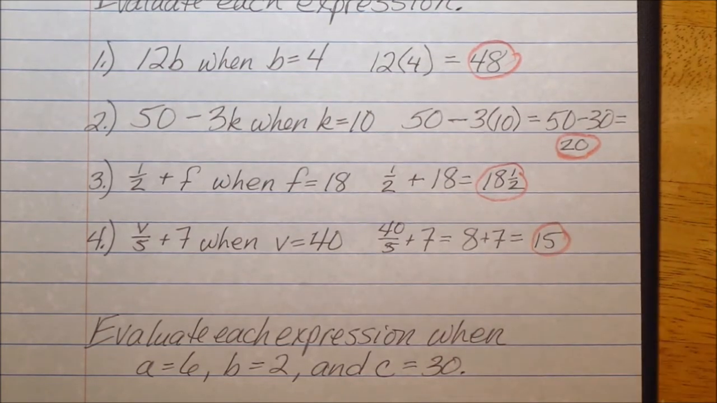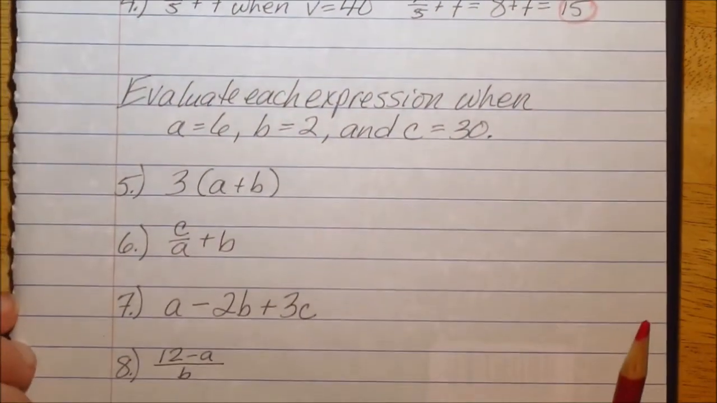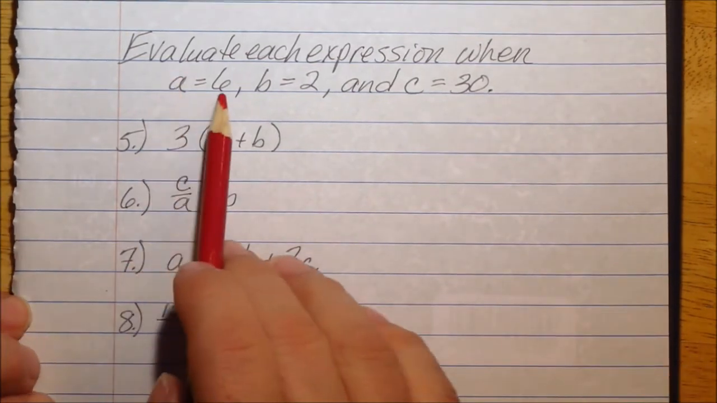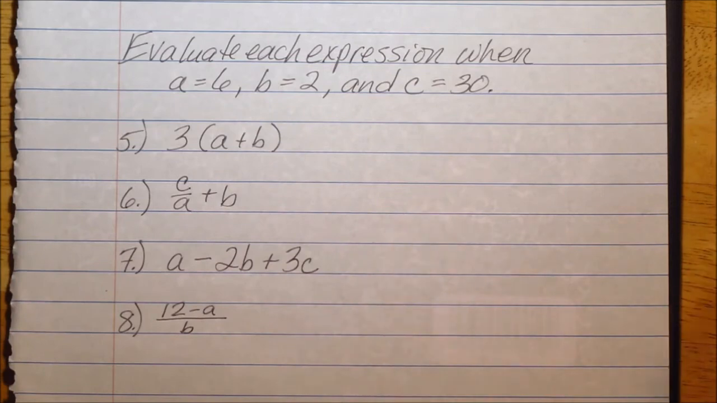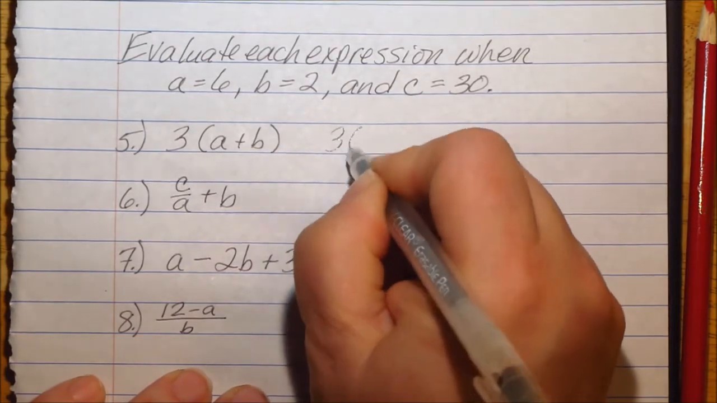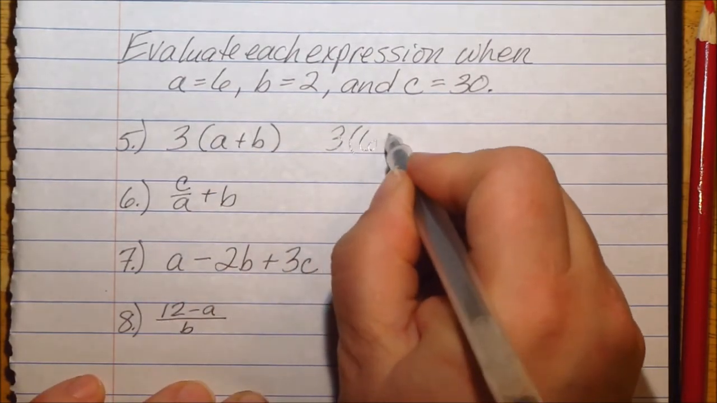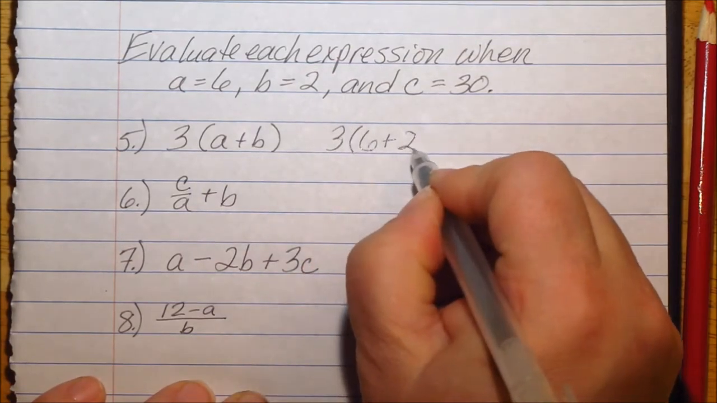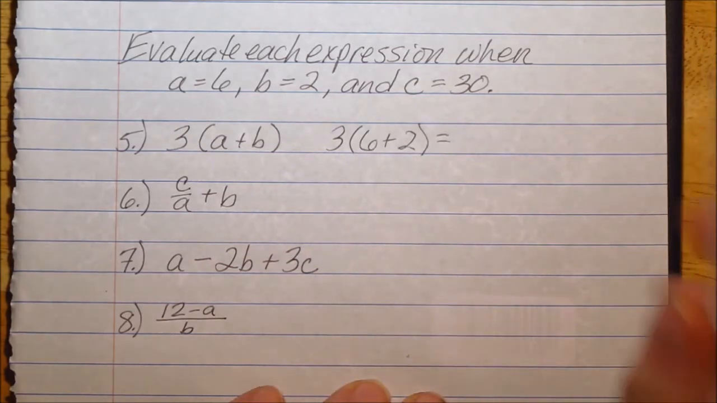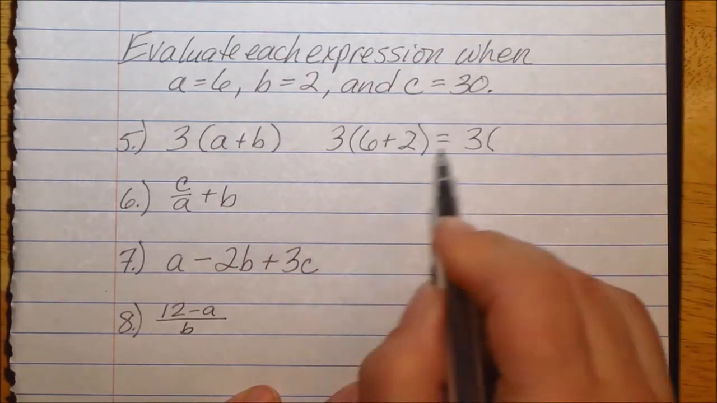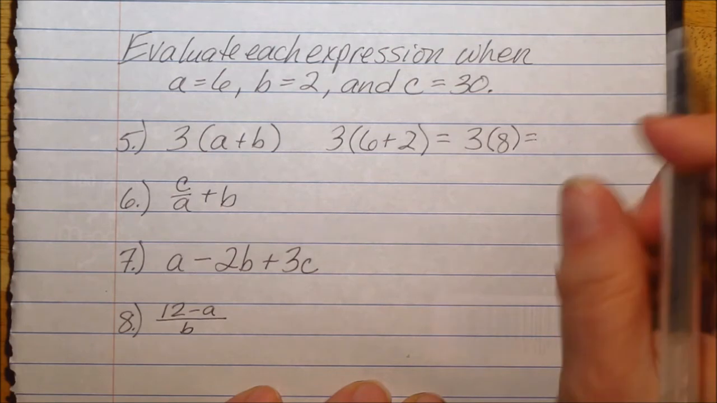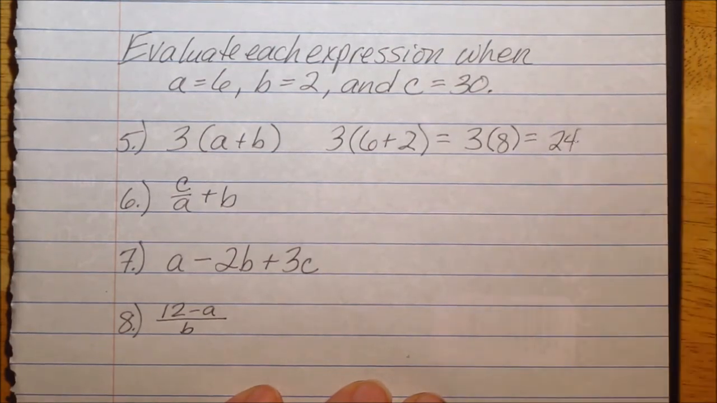Okay? So that's the evaluation part on the simple ones. Now let's get down to the ones where we have multiple variables. Evaluate each expression when A equals 6, B equals 2, and C equals 30. So rewrite the expression plugging in the values. So I have 3 times (A, which is 6, plus B, which is 2). My order of operations tells me I have to do what's in the grouping symbols first. So I have 3 times 6 plus 2 is 8. Now I can do the multiplying. 3 times 8 is 24. And that's my answer.